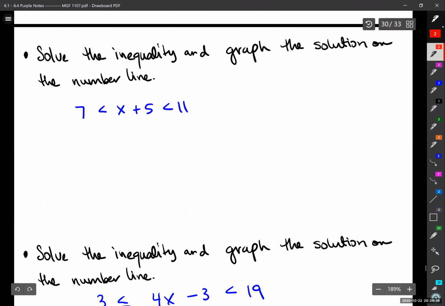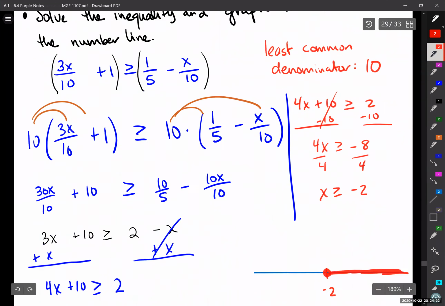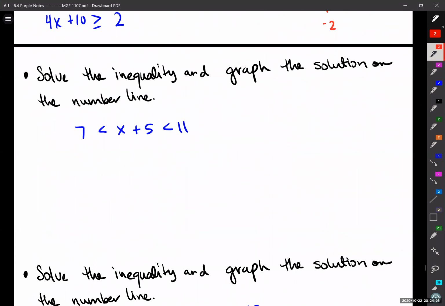Now our next one is what we call a compound inequality. We can solve these by remembering that now we don't have 2 sides to keep equal. We have 3 sides to keep equal. So what's done to one portion must be done to all 3 portions.